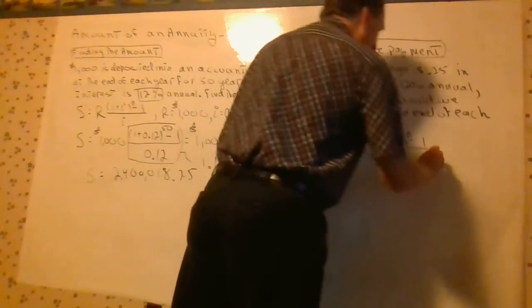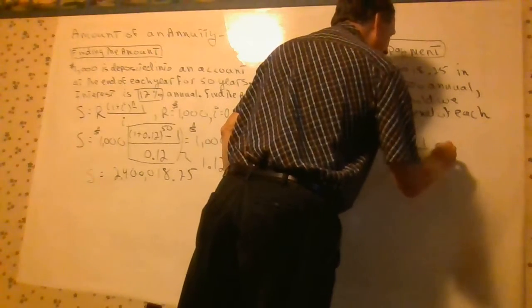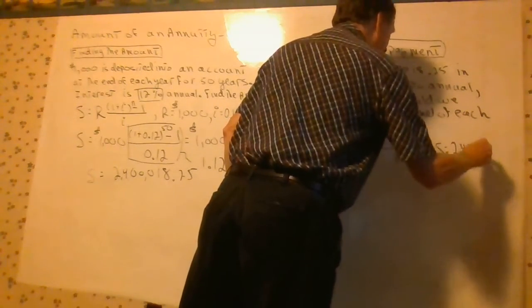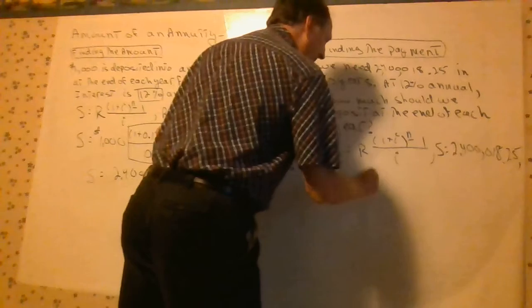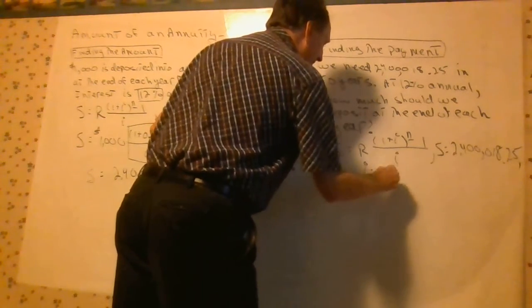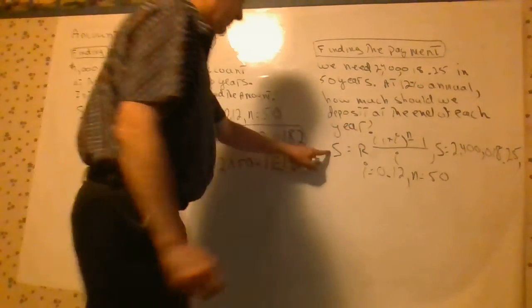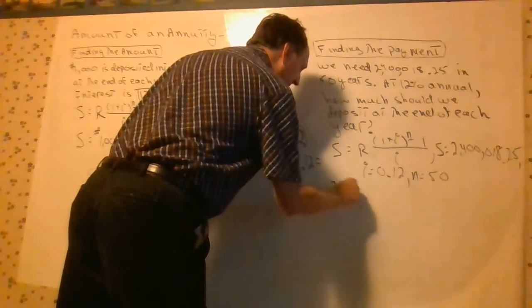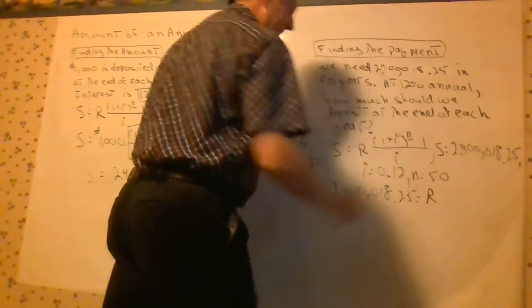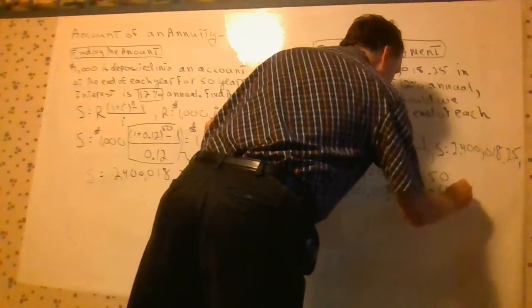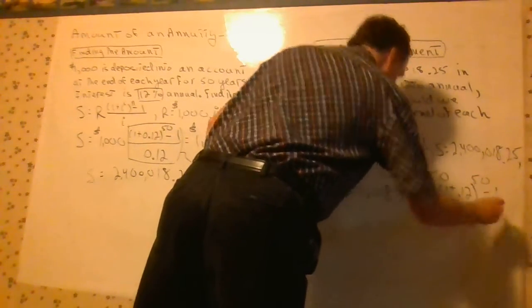Well, we identify the variables just to get you in the right way of thinking. S is equal to 2,400,018.25, and also i is 0.12, n is 50. And we're going to substitute. 2,400,018.25 is equal to R times (1 plus 0.12)^50 minus 1, over 0.12.